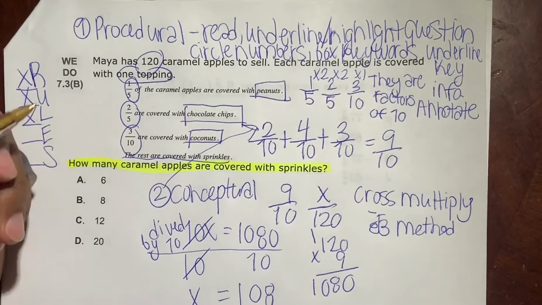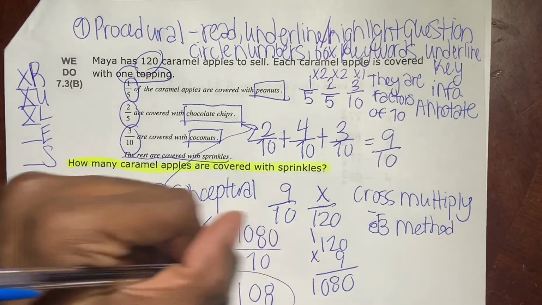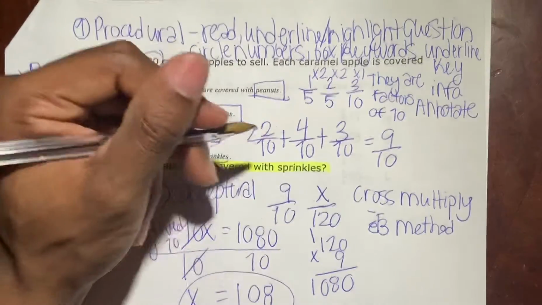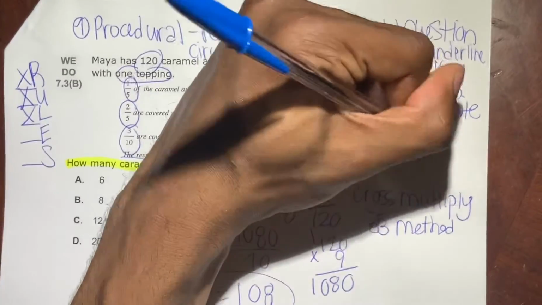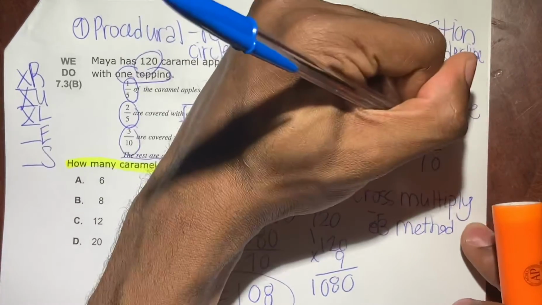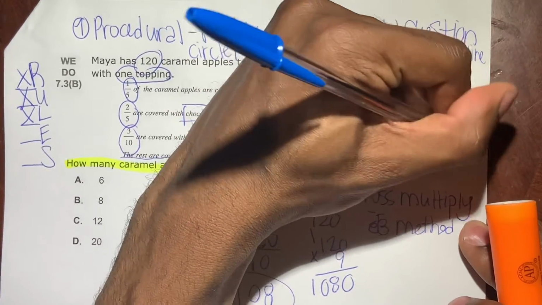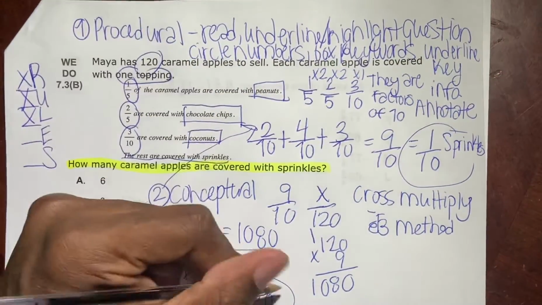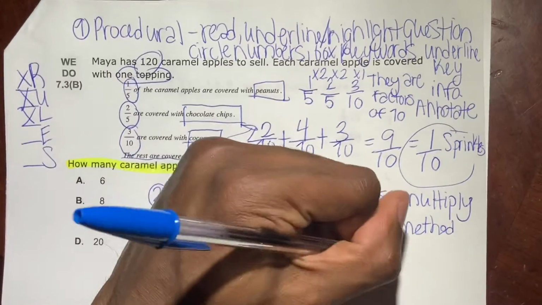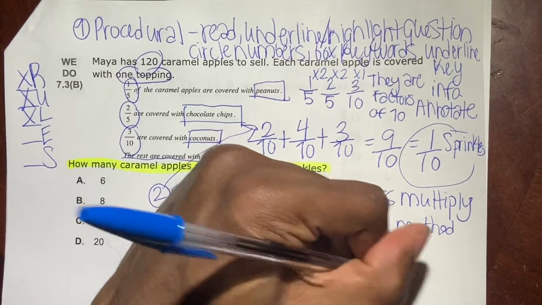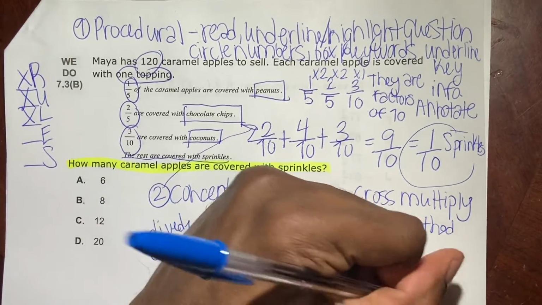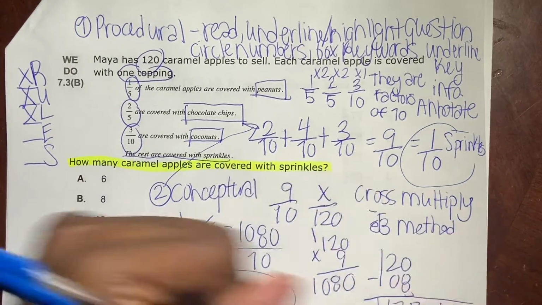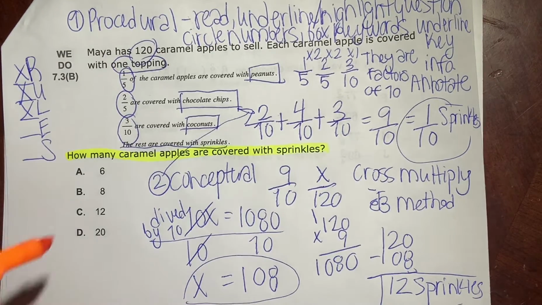Okay, so guess what? I just realized the mistake that I made. I made a mistake, but I can still figure out my answer. For the apples covered with sprinkles, this means that we forgot one step. So 1 out of 10 have sprinkles. In this case, we have to subtract 108 from 120. So there are 12 apples with sprinkles. The answer is C as in cat.